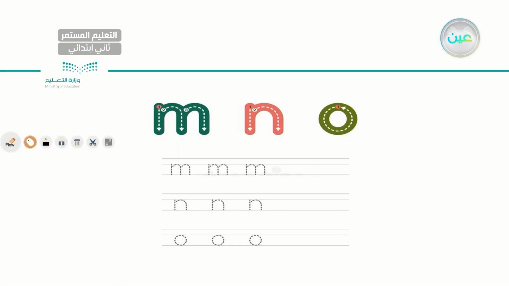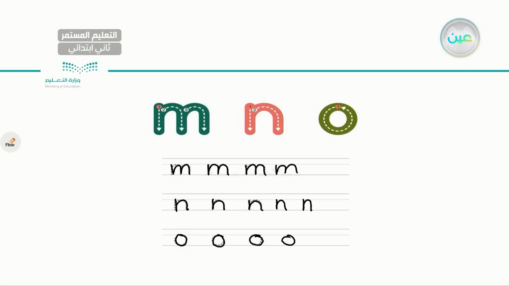For the next slide, I have the 3 letters, but small ones. Make sure you are writing them correctly. M, small m. And then I have N, small. Very good. Next I have O. Very good, my dear students. So we wrote M, N, and O.